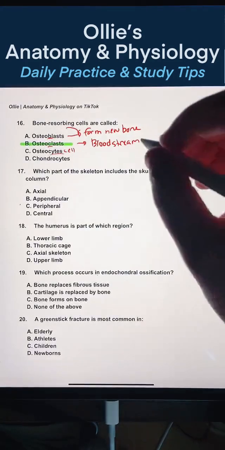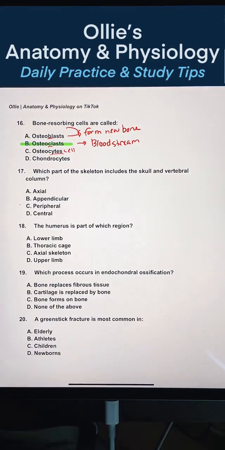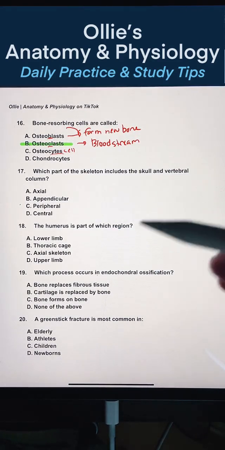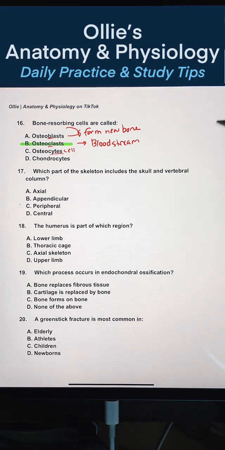But again, bone reabsorbing cells, which means that calcium is going into the bloodstream, that is an osteoclast, chew, breakdown. Osteoblast, B, build up.